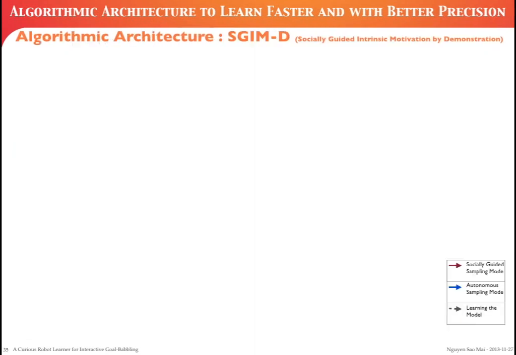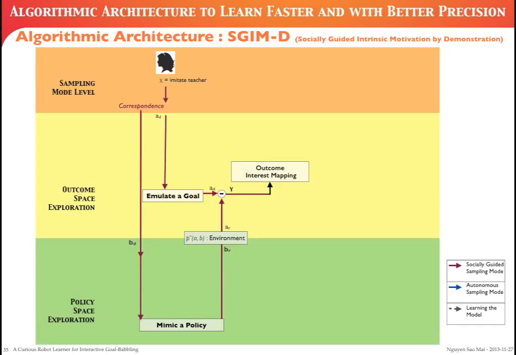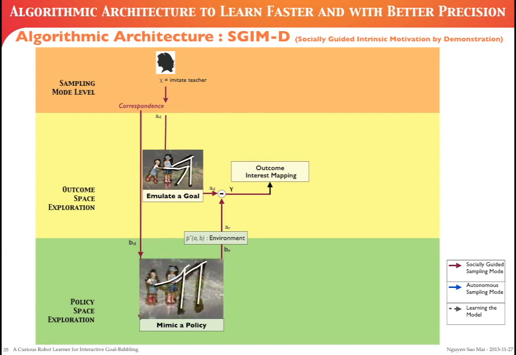So the algorithmic architecture we made for this is called SGIMD, for socially guided intrinsic motivation with demonstration. And here again, we have two modes. In the social guidance mode, we can have a teacher who makes a demonstration, and with the correspondence, it means that you have access to a demonstrated outcome and a demonstrated policy. You can emulate the demonstrated outcome and also mimic the demonstrated policy. And when you reproduce this policy, actually you reach an outcome AR. And the difference between AD and AR can give you a measure of how well you were able to reach AD. So this is a competence measure which you can use to estimate how interesting this outcome was to reach.